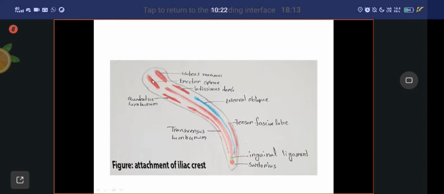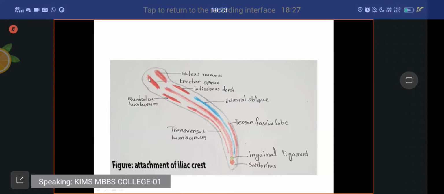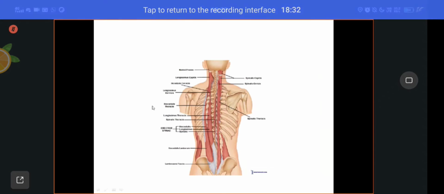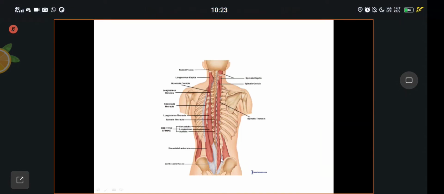The dorsal one-third gives attachment to the gluteus maximus muscle, which you will study later, and then the erector spinae muscle. This erector spinae muscle is a muscle of the back. Where is this erector spinae muscle? In this region you can see this muscle, which is called the erector spinae muscle, getting its origin from the dorsal aspect of the iliac crest.